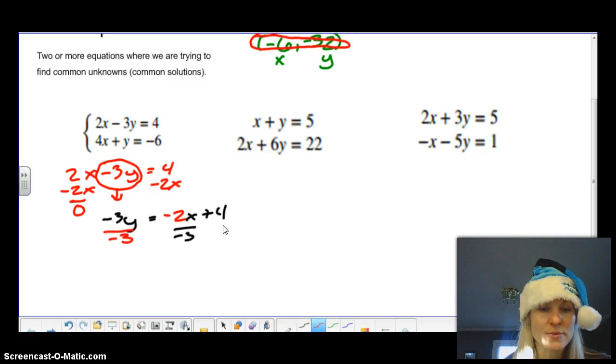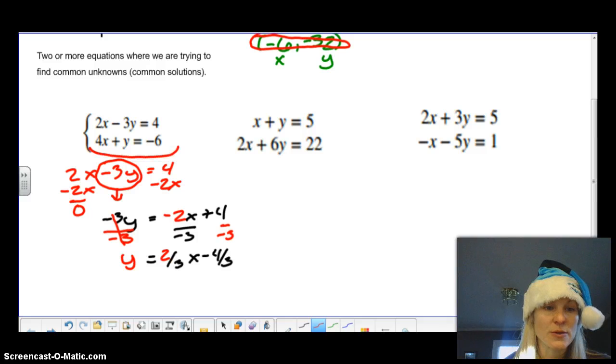And then we divide by the negative 3. So that becomes 1y. Negative negative makes it a positive 2/3 slope. And then I'm just going to leave that as minus 4/3. Okay? And then we need to get this one to slope-intercept form.